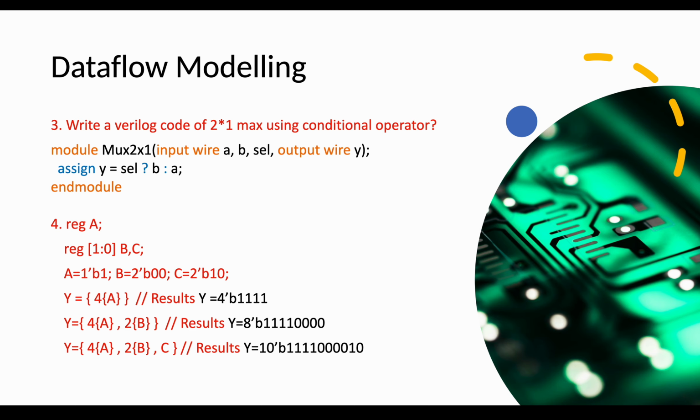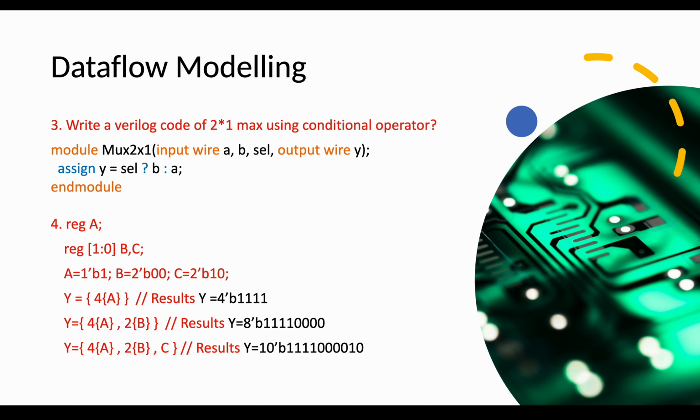Then moving on, the fourth question. We have a as a register type, and b and c as 2-bit register types. We are giving a the value 1 bit 1, b 2 bit 00, and c 2 bit 10. The curly bracket indicates concatenation, double curly bracket indicates concatenation. So in that result, we are making a into 4 bit, which means y is equal to 4'b1111.